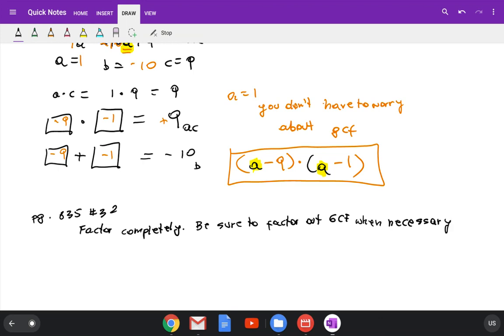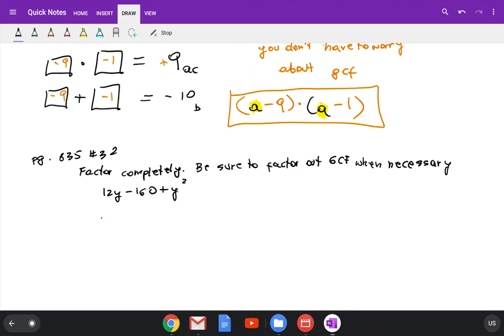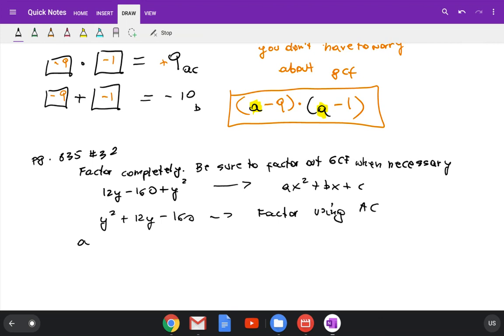Okay, so number 32, you have 12y minus 160 plus y squared. So this is quadratic. First, what you want to do is rearrange that. So you want to put y squared first, then 12y, and then minus 160. So you always want to keep that in the form ax squared plus bx plus c. Okay, so factor using AC method.